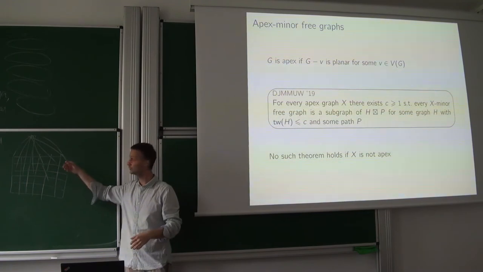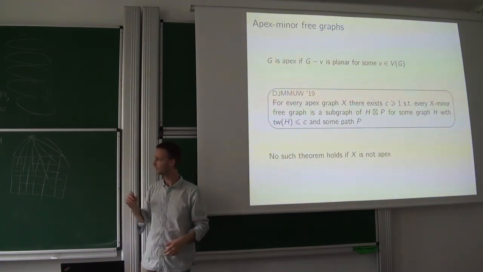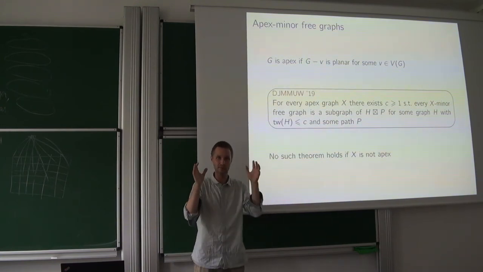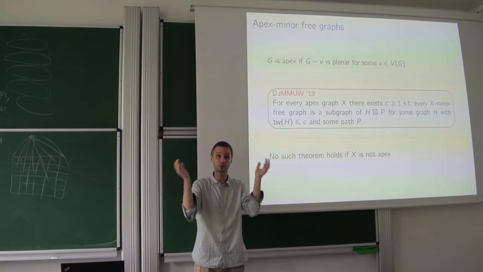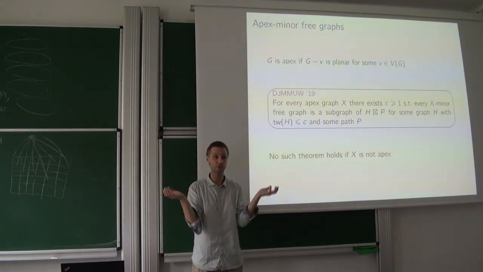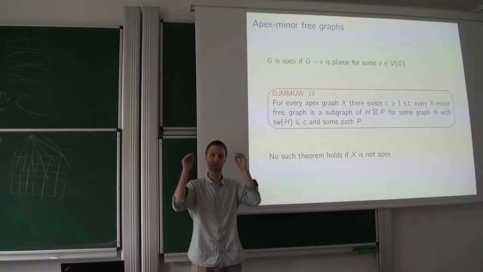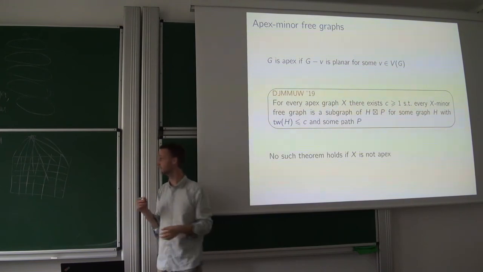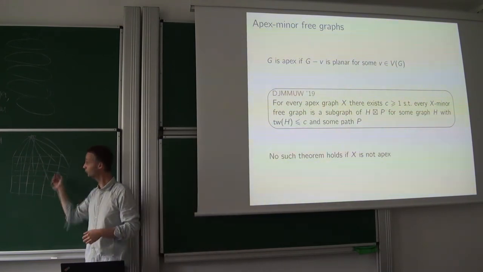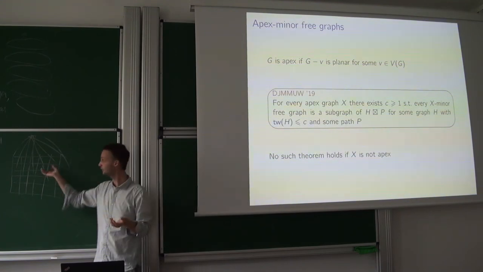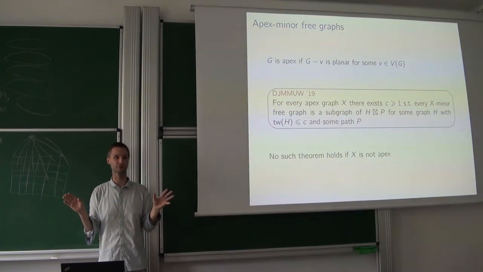And the reason is, again, pyramids. Why? Well, if whatever you are excluding is not apex, then you look at your class of graphs, and it will contain all apex graphs. You're looking at a minor closed class. If what you forbid is not apex, then you will contain all apex graphs in your class. So if you forbid, I don't know, K10, then you will have all apex graphs in your class. But in particular, you will have all pyramids in your class. And just having pyramids forbids any kind of product structure.